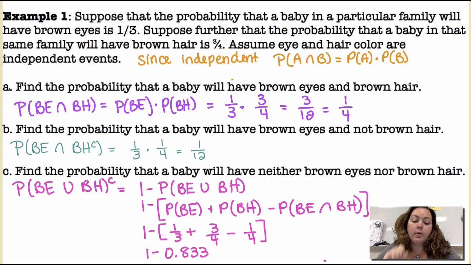1 minus 0.833, and you can keep it in fraction form if you want. I just decided it'd be easier to switch to decimals at this point, which gives me about 0.1667, or about 17%.